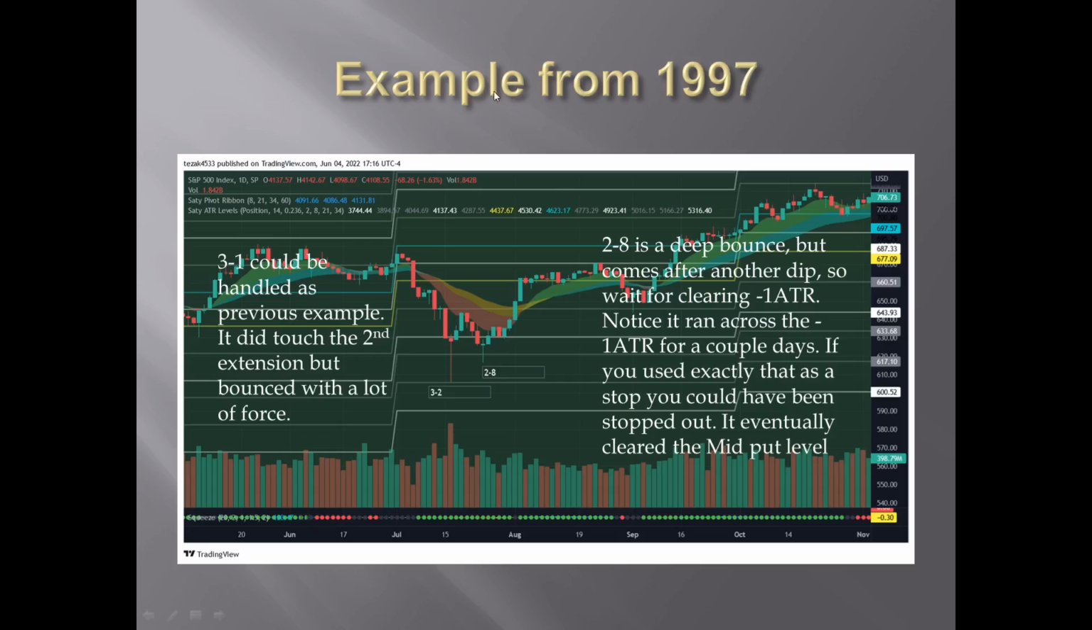Okay, so here's an example from 1997. So 3-1, right? This you could do as your previous example. This says 3-1, but it's actually 3-2. Sorry about that. Right, this one did hit your second extension, so you might have been like, oh no, I should cut this, but look at this violent reversal, right? So if you did hold, you did pretty good on this 1 day, 3-day move here.